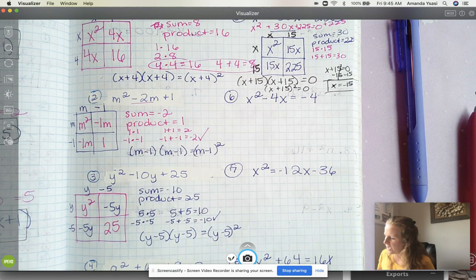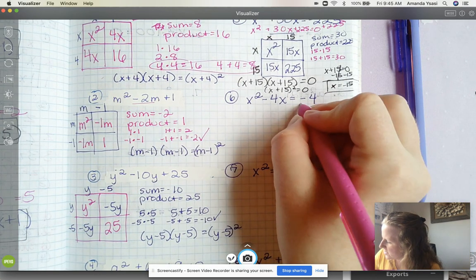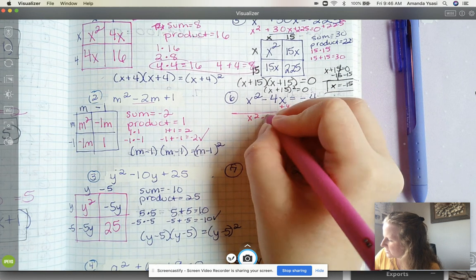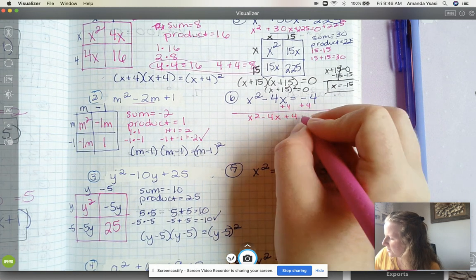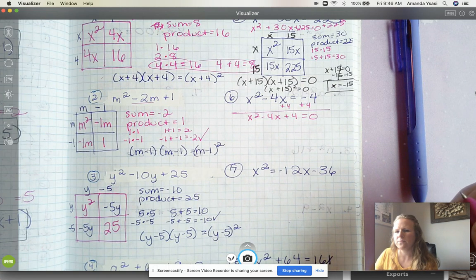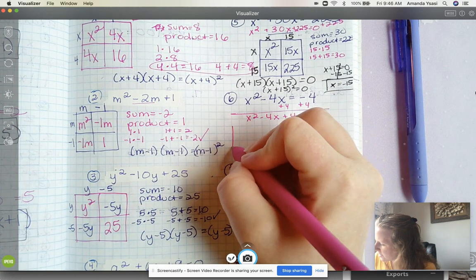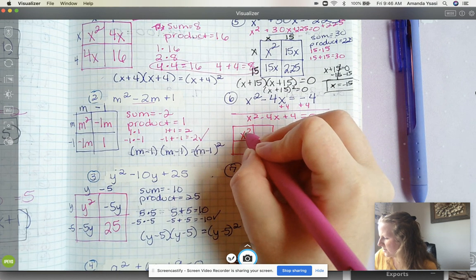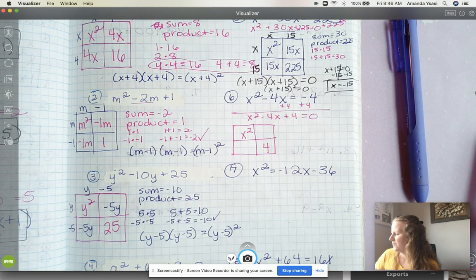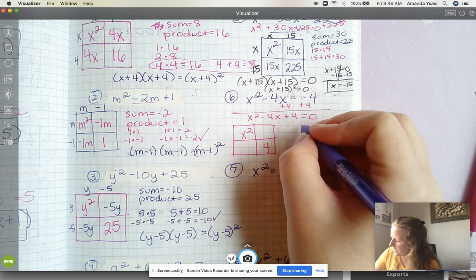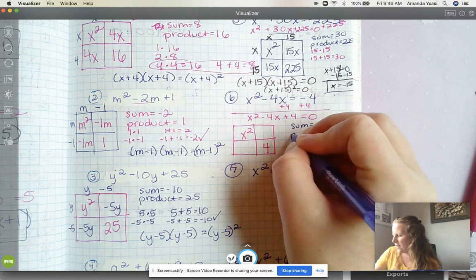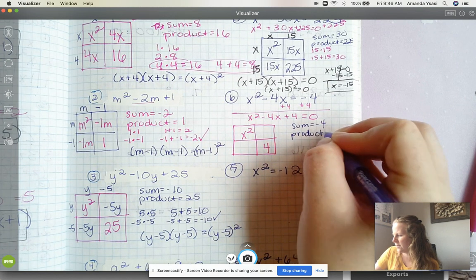We have x squared minus 4x equals -4. So we're going to move this over to the other side. And I get x squared minus 4x plus 4 equals 0. So then I need to do my box. X squared and a positive 4. So I'm looking for a sum of -4 that also gives us a product of 4.